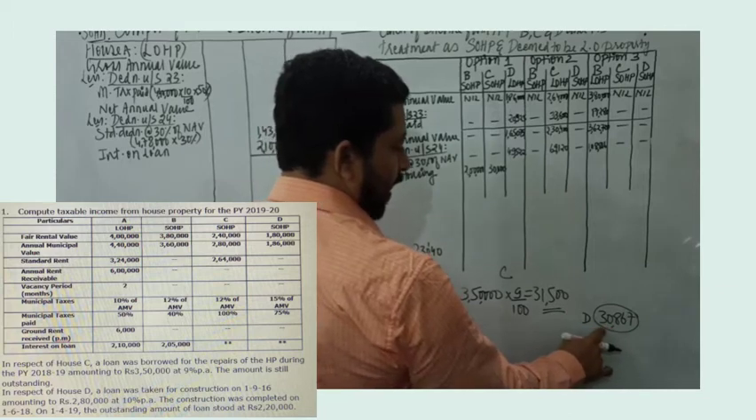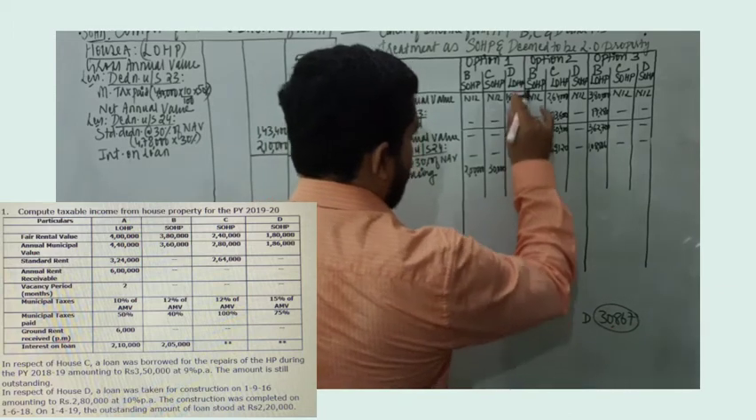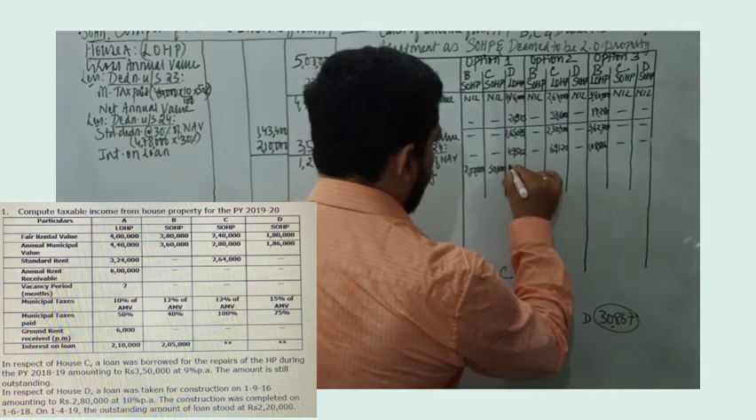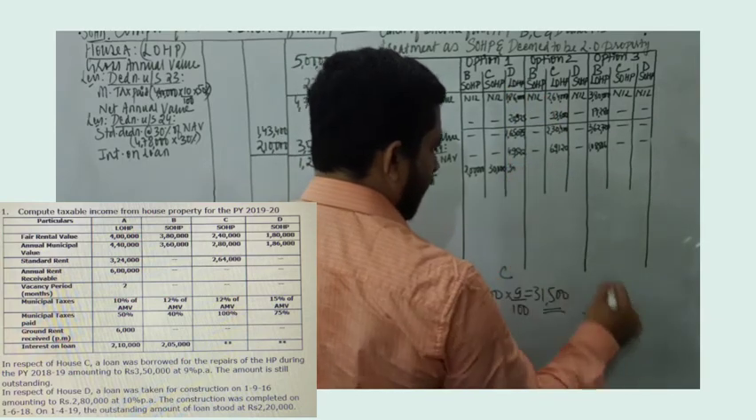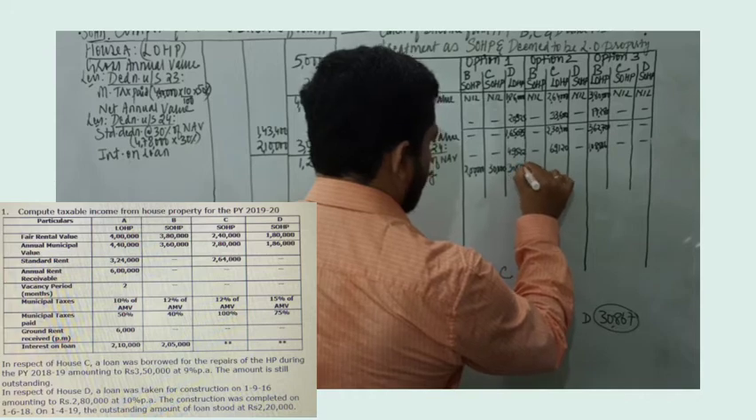Then house D we have already calculated. It is here, we had calculated in note 1, 30,000, and this is let out, so the entire amount is deductible. So 30,867.